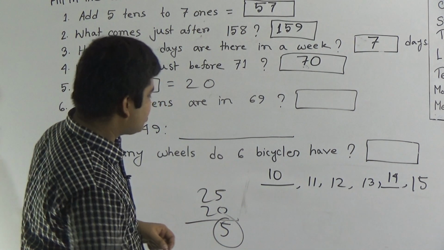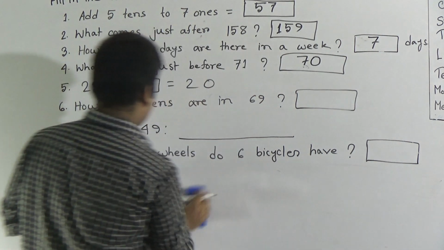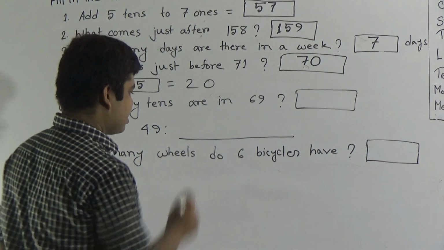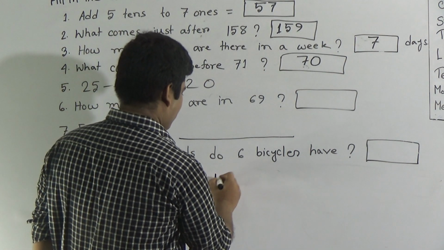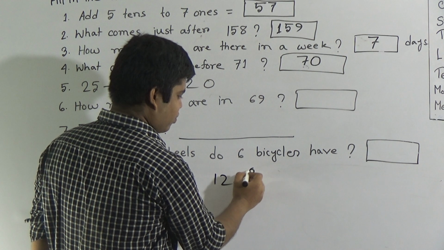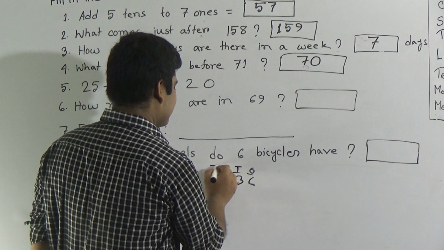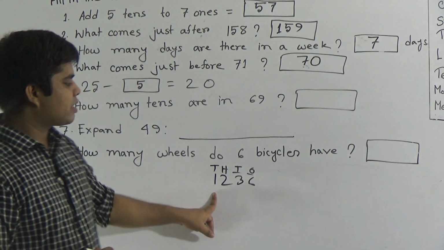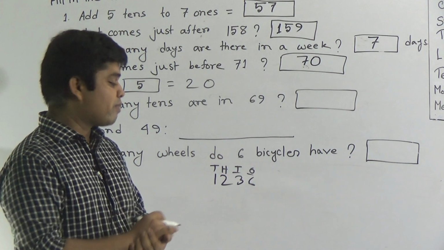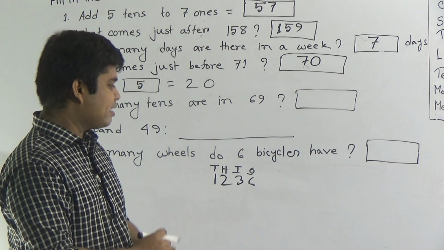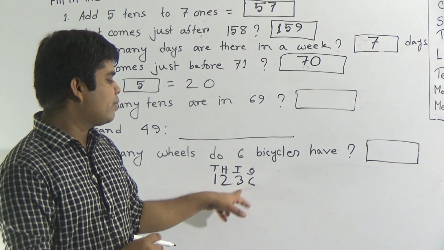My dear students, do you know the place value of a number? We have already learned this. Notice, this is 1, 2, 3, 6. 6 is in ones place, 3 is in tens place, 2 is in hundreds place and 1 is in thousands place. If I ask you how many tens are there in this number, you must give me the answer, sir, 3 tens.